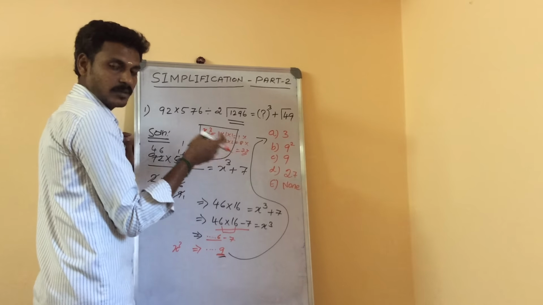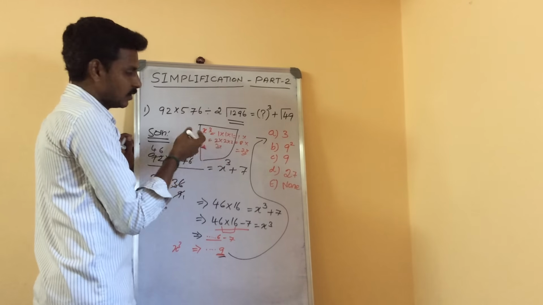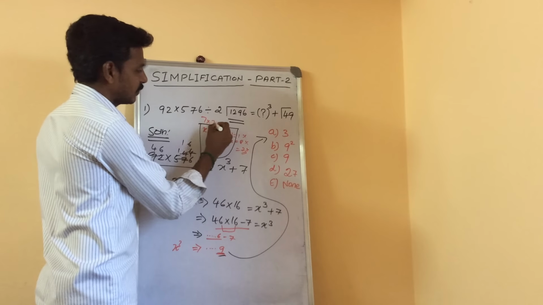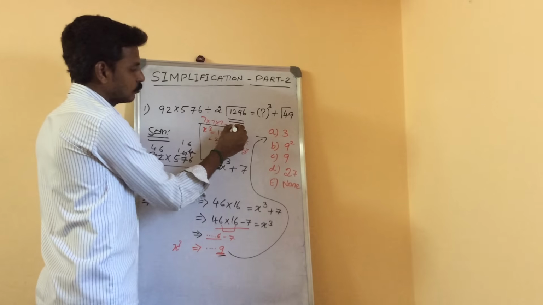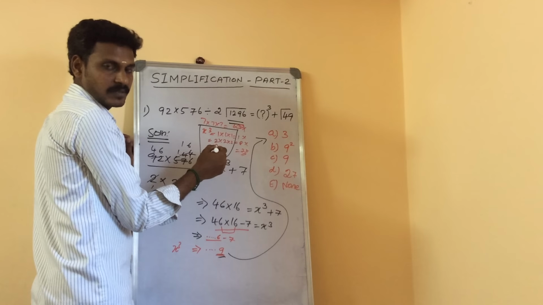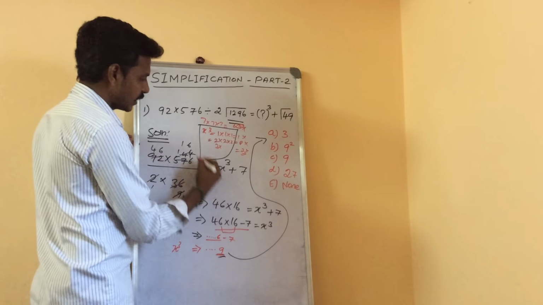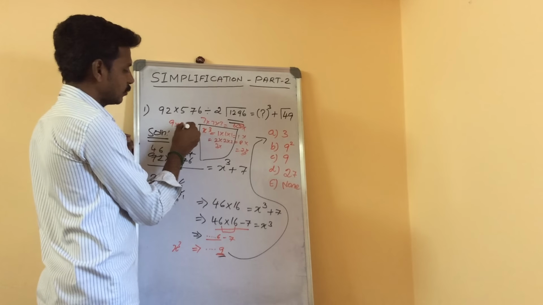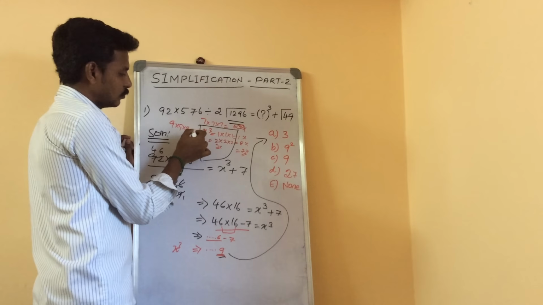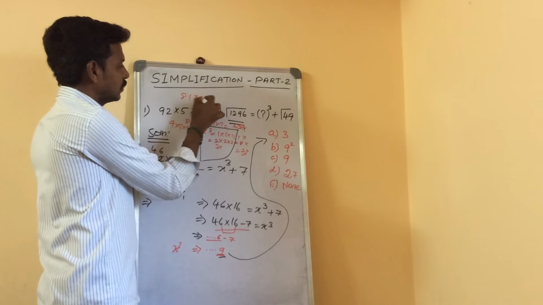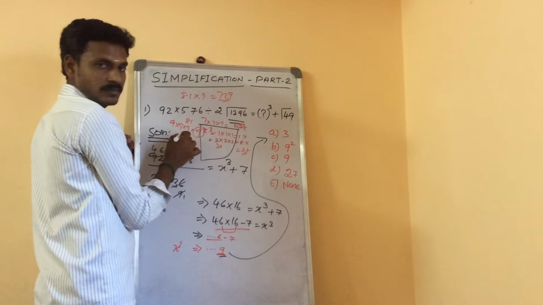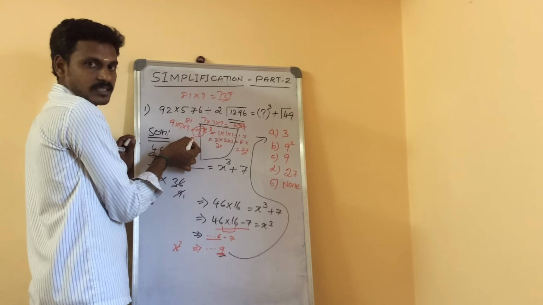4 is not possible. 5 comes with 5 only. 6 is not possible. 7, 7 into 7 is 49, 49 into 7 is 343, so the last digit value is 3. So it is not possible. Take 8, it is an even value, so not possible. Take 9, 9 into 9 into 9. 9 9s are 81, 81 into 9, what will be the answer? 729. So the value ends with 9. The last digit value is 9.